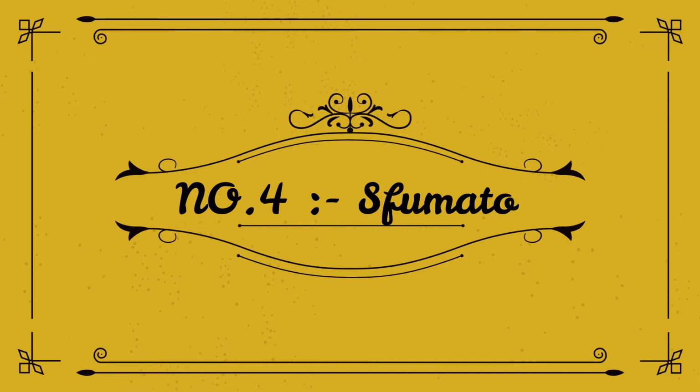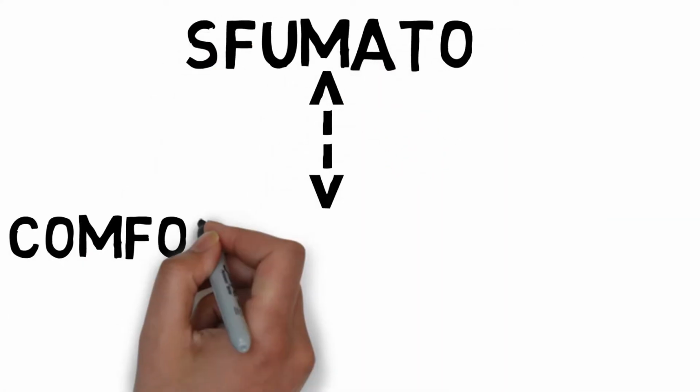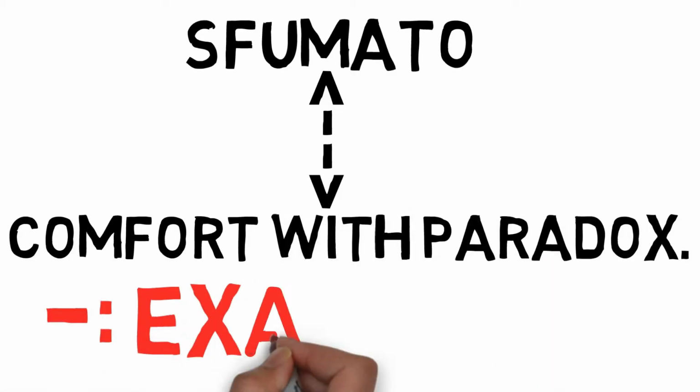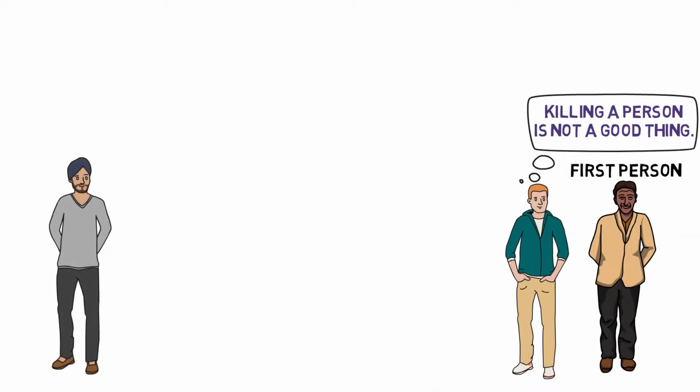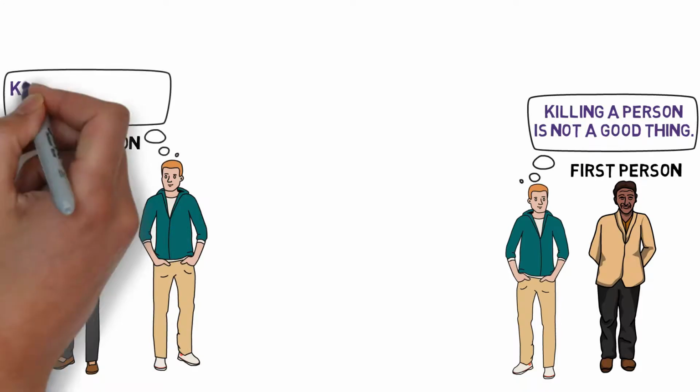Number 4. Fomato. Fomato means comfort with paradox. I will explain it with an example. Imagine I tell a person that killing someone is not a good thing, and then I tell a second person that killing someone is a good thing.